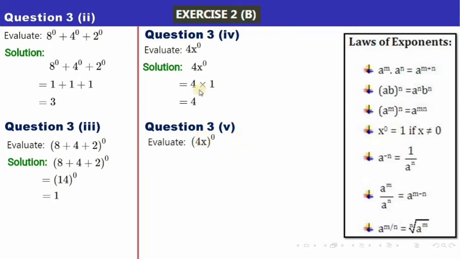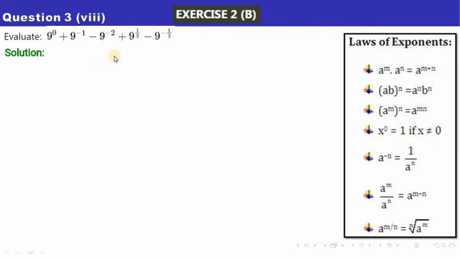Okay, now in the same way let me check this one. Now there is a bracket. See, there's a difference. So this power 0 is for both, for 4 and for x. So together 4x is a number. So any number to the power 0 will always be equal to 1 as per this formula, isn't it? So you may pause the video and note down the solution.